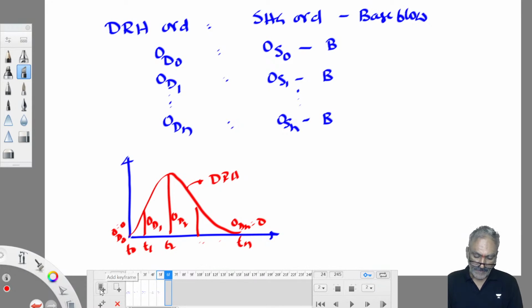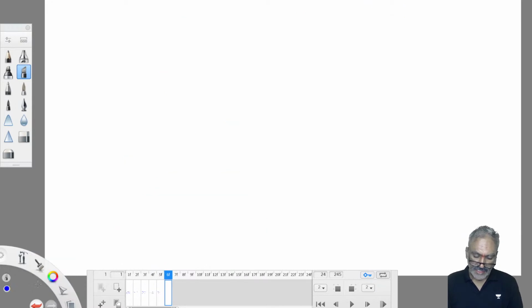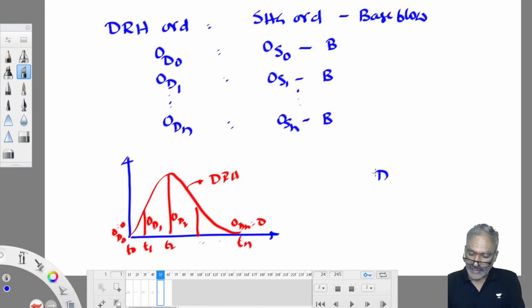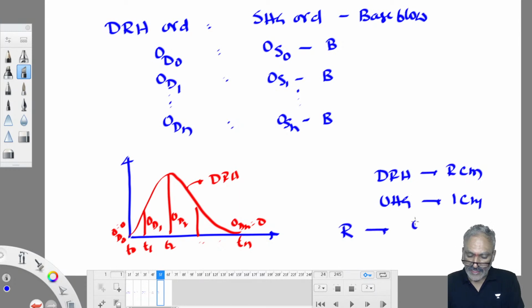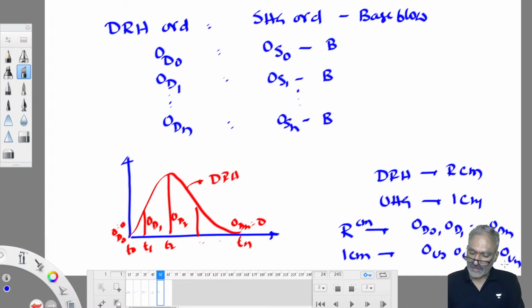For that, we use the time invariance and linear response assumptions. So unit hydrograph ordinates are obtained for 1 centimeter. The direct runoff hydrograph ordinates represent R centimeter of runoff, while unit hydrograph ordinates represent 1 centimeter of runoff. For R centimeter, the ordinates are OD0, OD1, up to ODN. For 1 centimeter runoff, the ordinates are OU0, OU1, up to OUN.